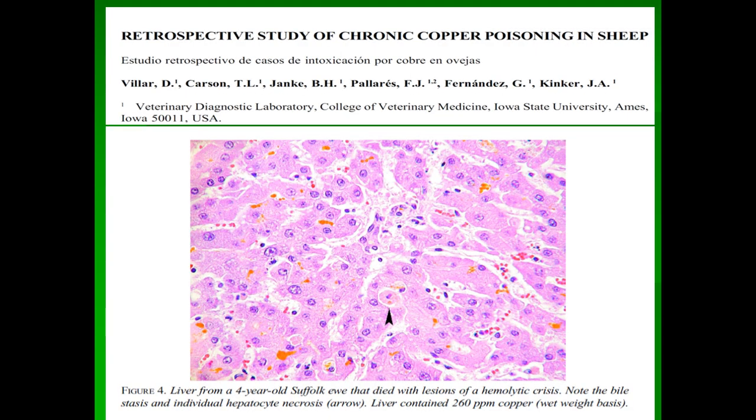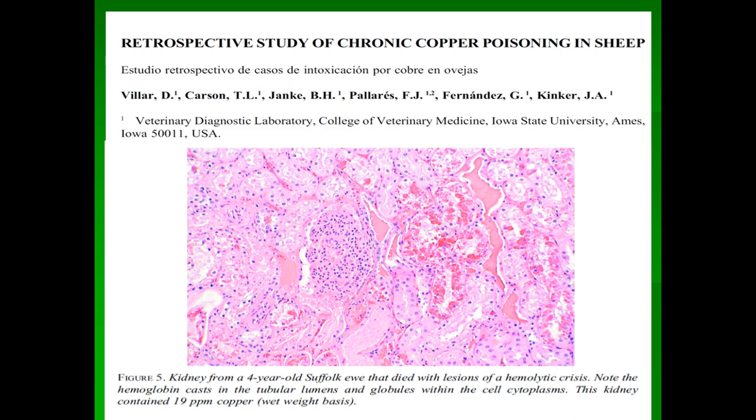Now, the microscopic lesions will show individual necrotic hepatocytes and bioaccumulation both intracellularly and in canaliculi between the hepatic cords. Here is an example of a 4-year-old Suffolk ewe in which the liver had 260 parts per million. And here we see the same animal, but the image is of the kidneys. You can tell the tubular lumens in the kidneys contain granular, eosinophilic material, which is actually hemoglobin casts. And this kidney had 19 parts per million of copper.